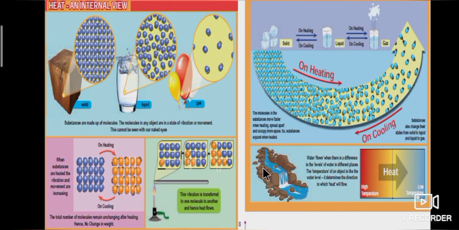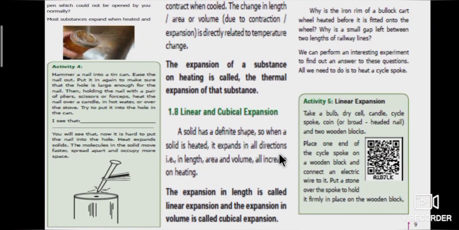Page number 8 explains about overall view of heat. Molecules are in a state of vibration or movement. Change in state of matter occurs by heating the object. Page number 9 explains about thermal expansion and its types. The expansion of a substance on heating is called the thermal expansion of that substance. Expansion in length is called linear expansion. Expansion in volume is called cubical expansion.